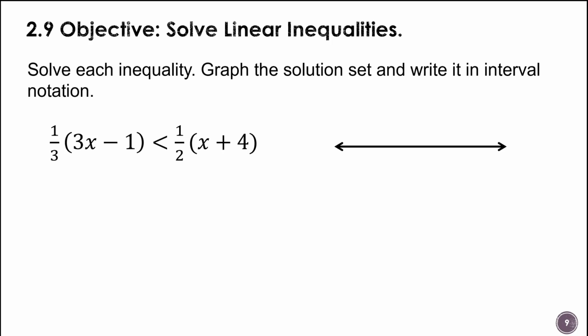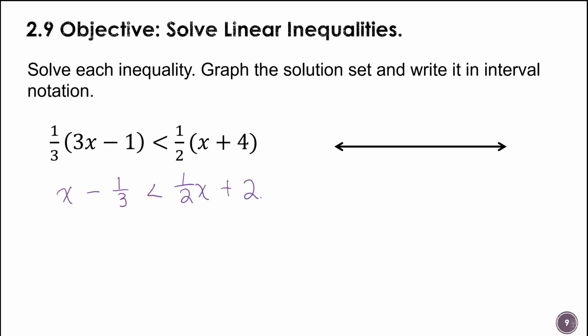On this, I'm going to distribute the 1/3 and the 1/2 before I clear the fractions. Usually that makes more sense to students. So I'm going to take 1/3 times 3, which is just a 1x, minus 1/3, because we're just multiplying by -1. 1/2 times x is 1/2 x. 1/2 times 4 is 2.